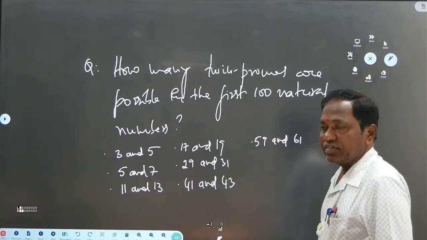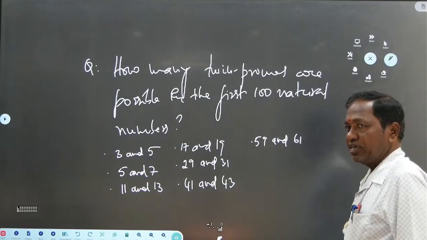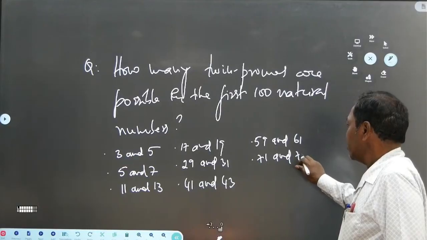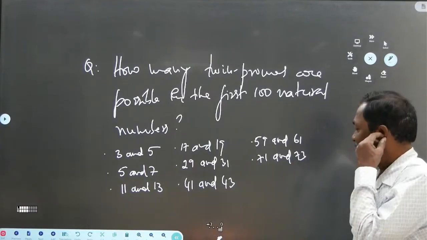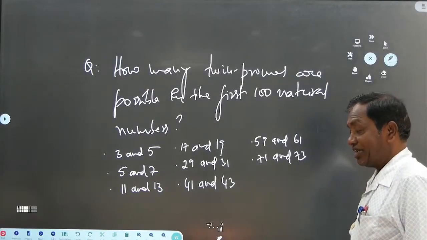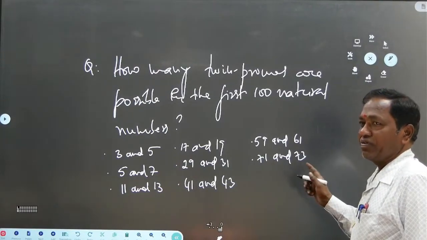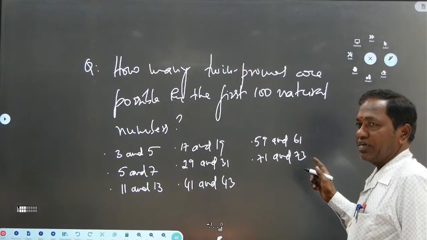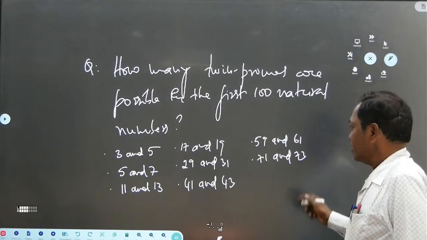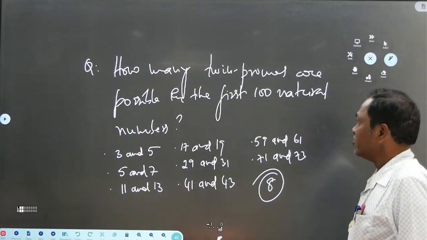Then 71 and 73. Okay. 83 is a prime number, 85 no, 87 is a multiple of 3, 89 no, 91 no. Yes. So there are totally 8 pairs. There are 8 twin prime numbers.